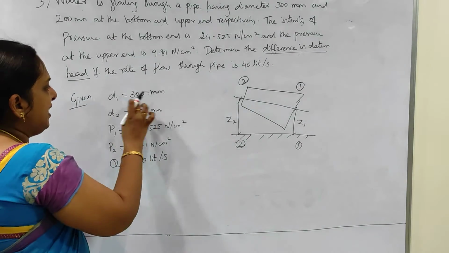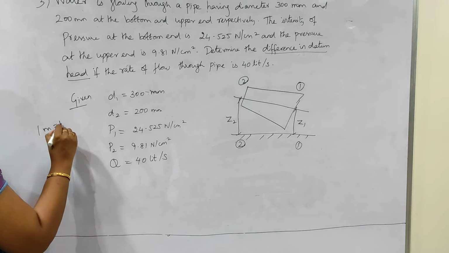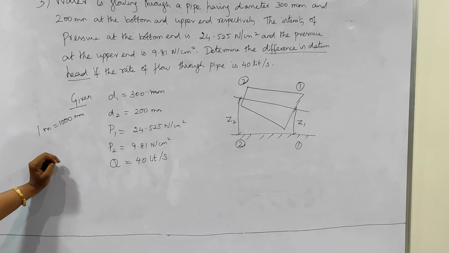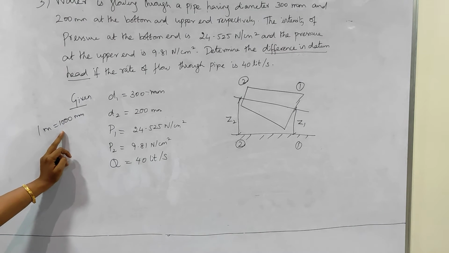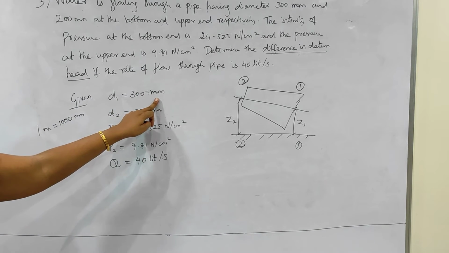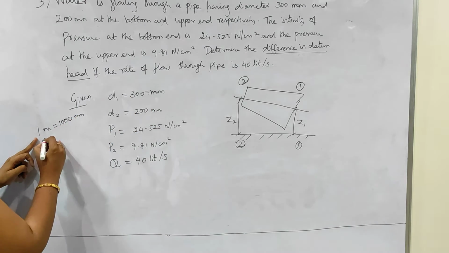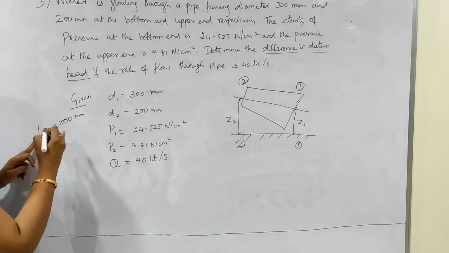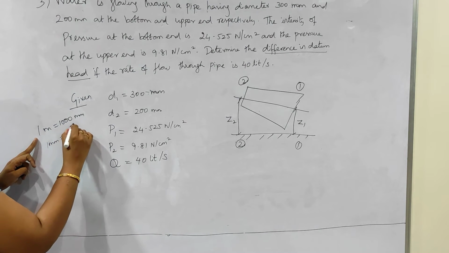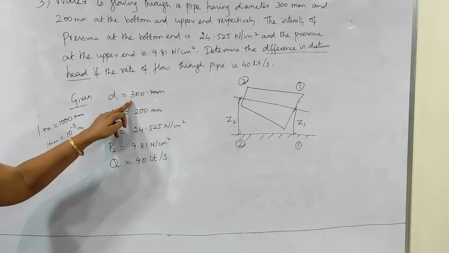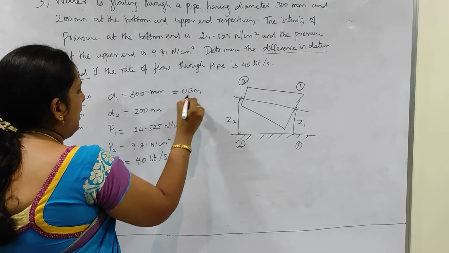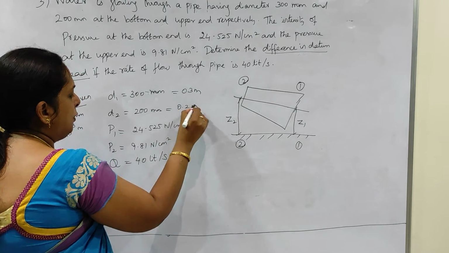So what is here? D1 is 300 mm. 1 meter is equal to 1000 mm. Am I right? So here we are going to convert this 300 mm in terms of meters. What is 1 millimeter? It is 10 to the power of minus 3 meters. So 300 mm will become 0.3 meters, and 200 mm will become 0.2 meters.